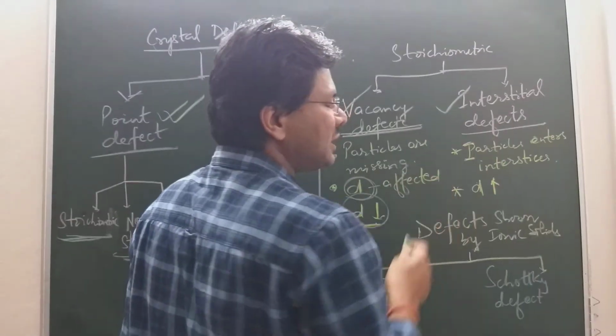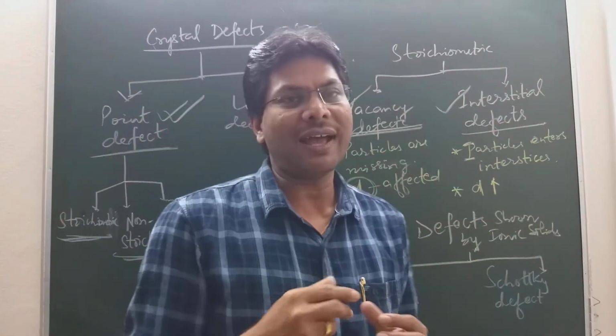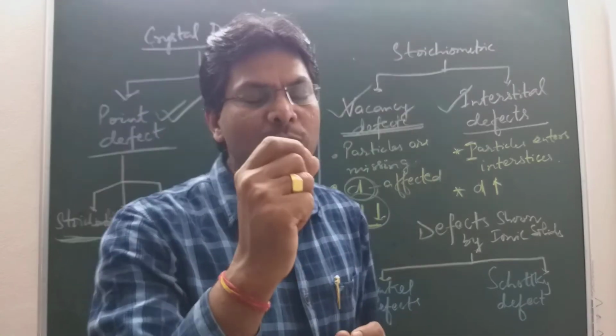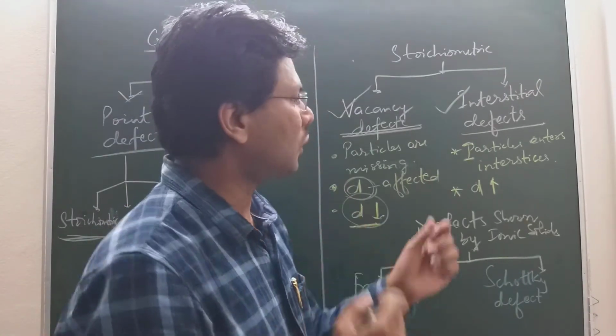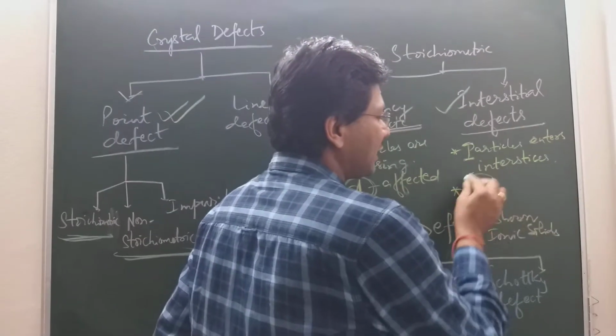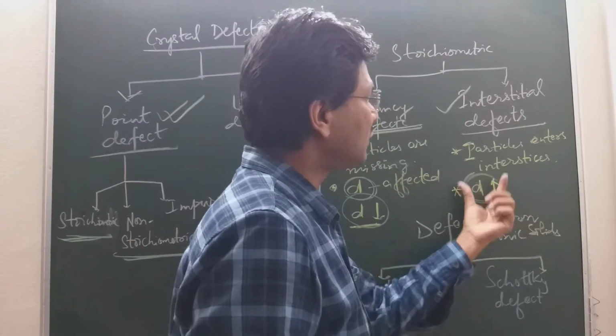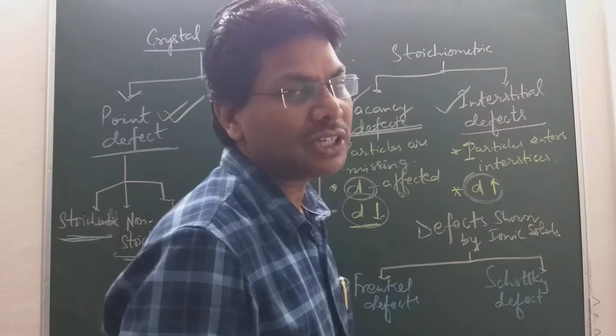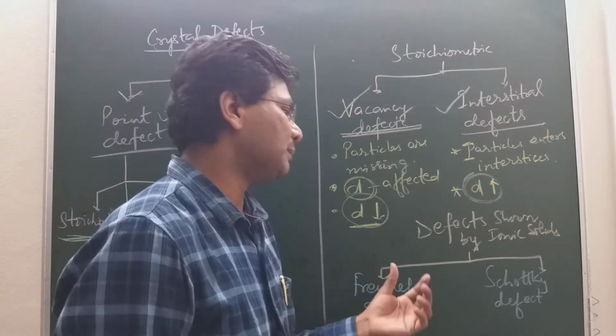Now coming to interstitial defects, what happens? The crystal has interstitial sites where some small atoms can come and enter. That will increase the density of the crystal. So when particles come and enter the interstices, it is called an interstitial defect. Due to this, the density of the crystal increases.